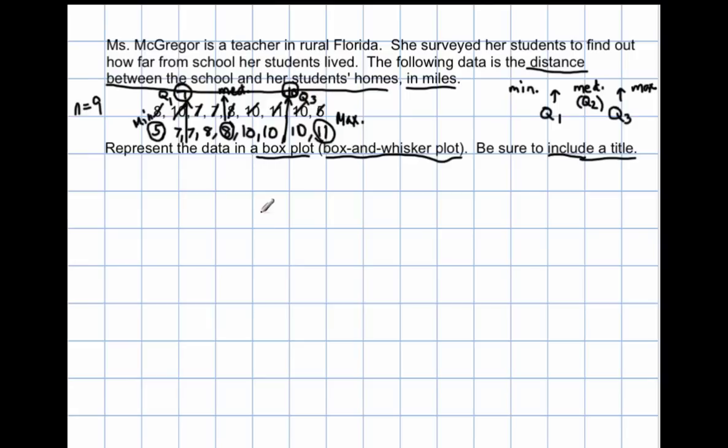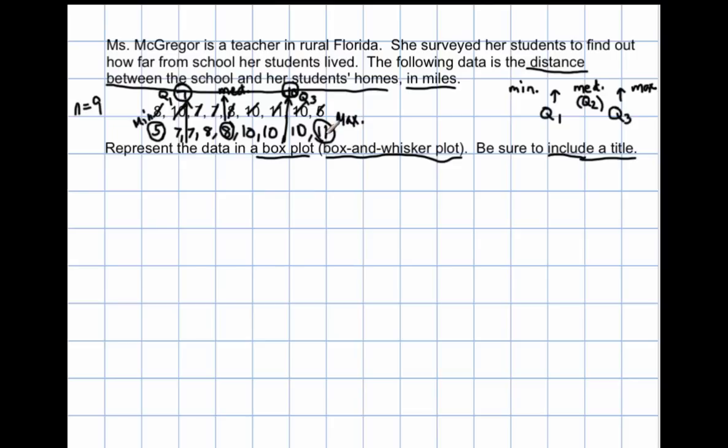All right, now what we're going to do is we have all of the numbers that we need to summarize our data in a box and whisker plot. A box plot needs to have these 5 numbers: the minimum, the first quartile, the median, the third quartile, and the maximum. And we have those 5 numbers right here. So what's the smallest number? 5. What's the largest number? 11.